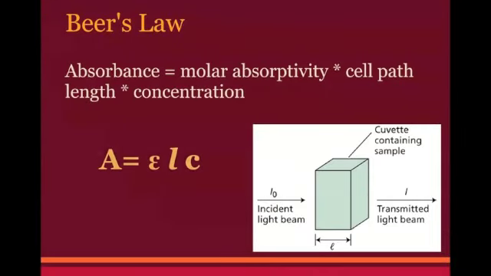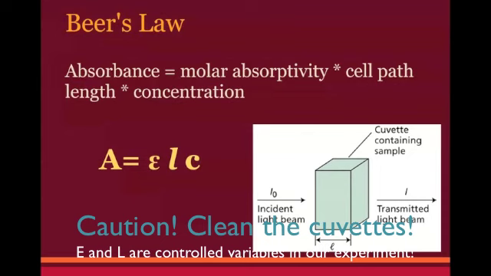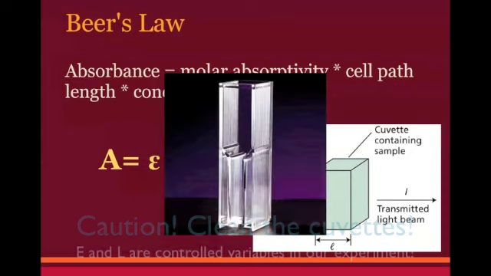So here's the formula. A is equal to ELC. A is the absorbance, E is the molar absorptivity, C is the concentration, and L is the cell path length. The cell path length is the length of the cuvette, as you can see in the diagram. And here's a beautiful cuvette.